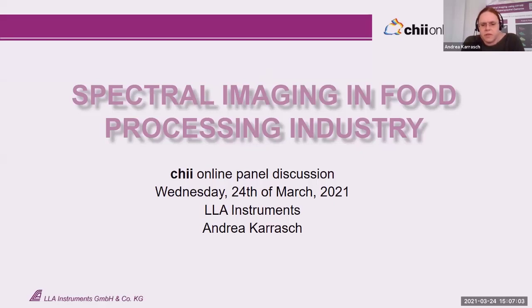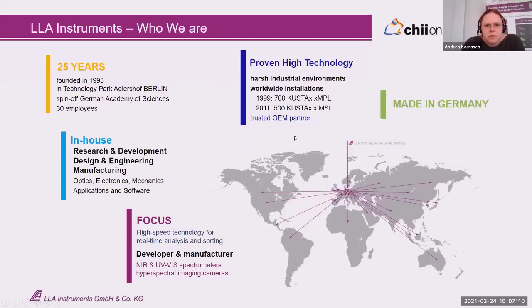Before I start with the real topic, maybe I should introduce LLA Instruments. LLA Instruments was founded in 1993 in Berlin, Germany, as a spin-off of the German Academy of Sciences, which was the research institute of the GDR. Now we are 30 employees and we focus on high-speed technology for real-time analysis and sorting in industrial environments. We develop and manufacture near-infrared and UV-Vis spectrometers and hyperspectral imaging cameras. Our systems are used in harsh industrial environments, and we are a trusted OEM partner in the recycling industry and in the food and mining industry.